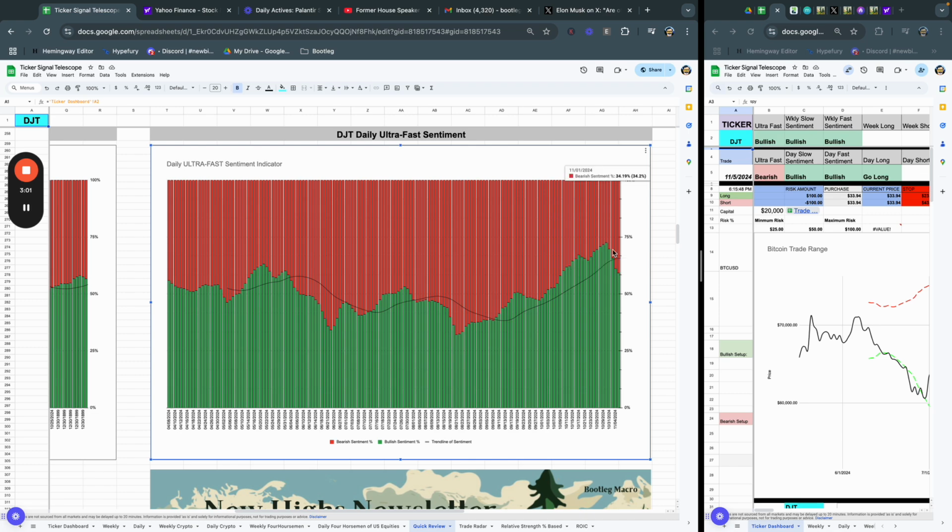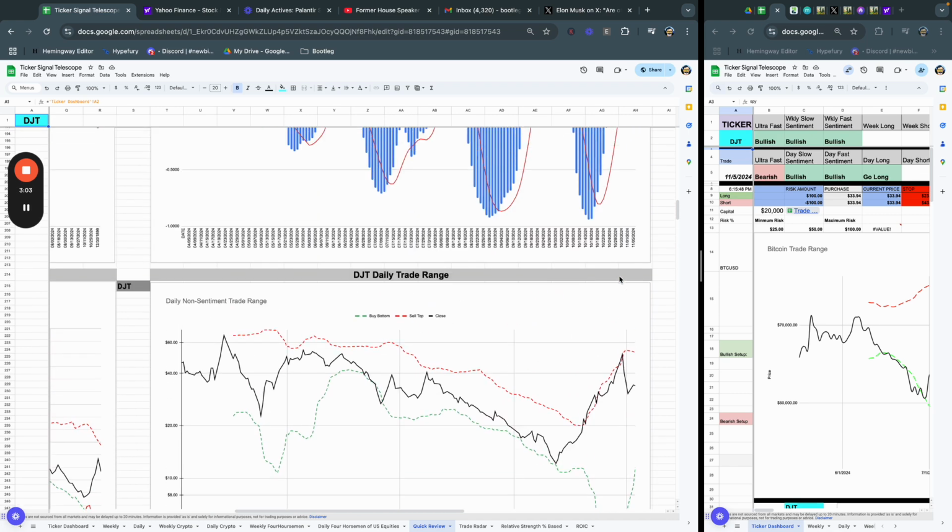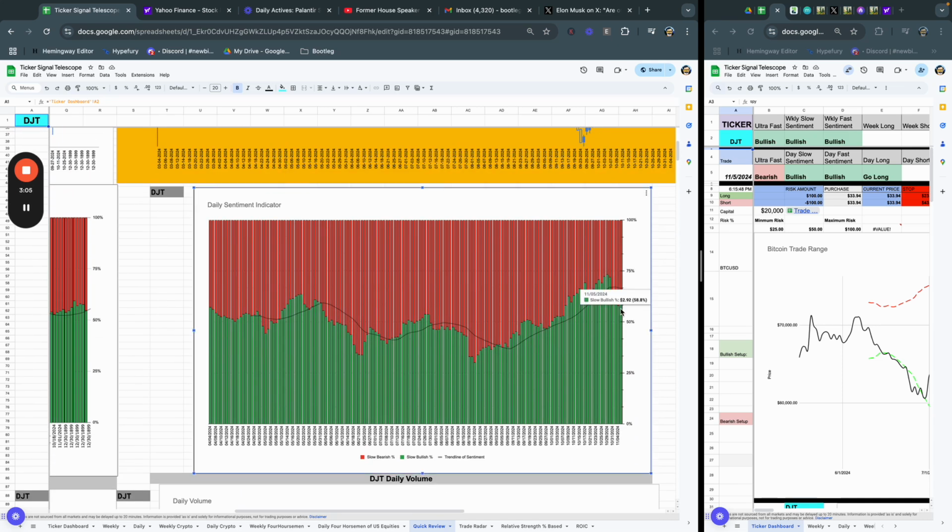Even on the ultra fast sentiment, just like we were looking at before, we're still only at 59%. If we look at it on the daily sentiment, we are at what, 58%? It's going to want to come back into the range. It's going to want to come around 50% total.